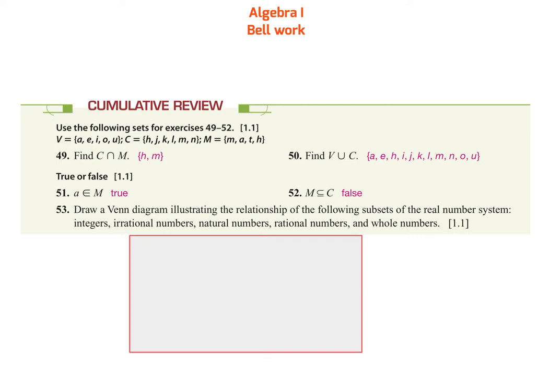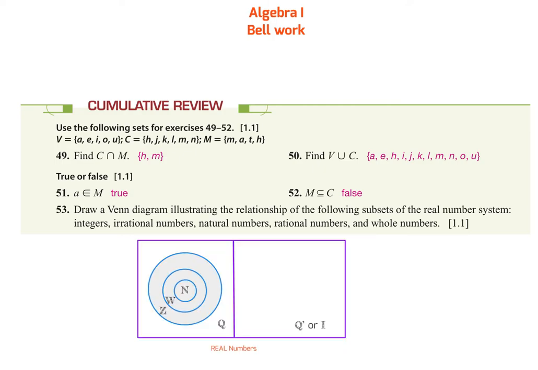All right, and then it wanted you to draw the Venn diagram of your number set. So hopefully you have seen this. They are all real numbers, natural, whole, integer, rational, and on the other side, irrational. And I will take Q prime or I there for that one.